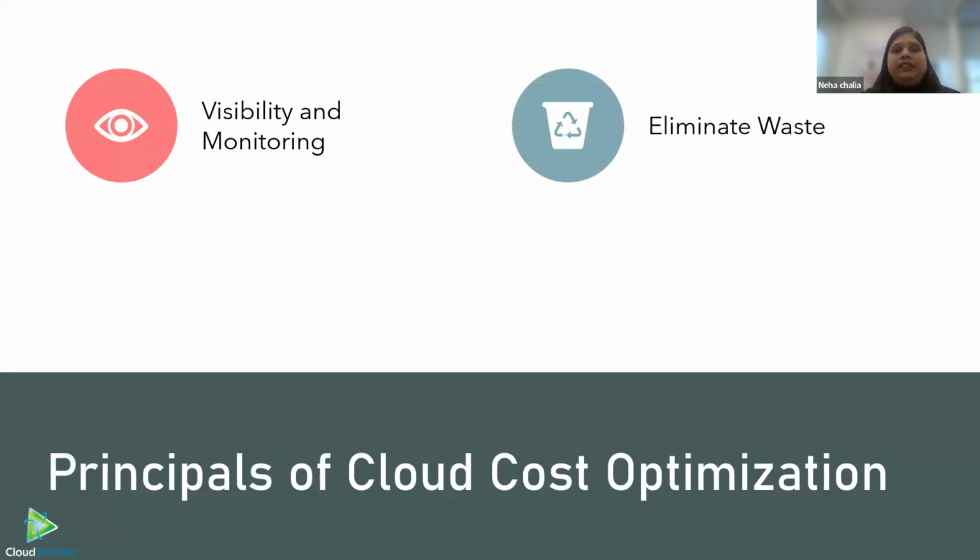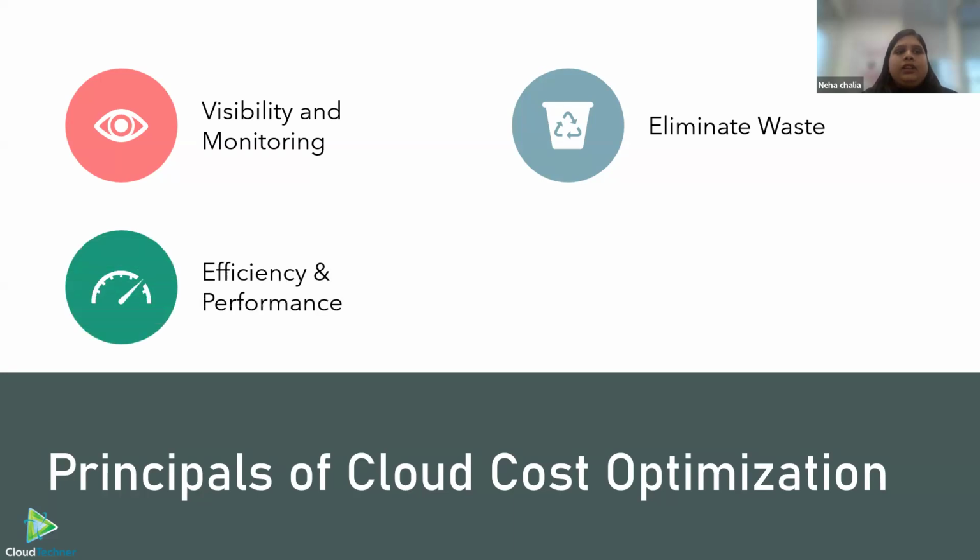Second is eliminating waste. So identifying and removing underutilized resources like idle instances or unnecessary storage helps free up budget for more important needs. Third is efficiency and performance. So cost optimization is not just about reducing spend, it's all about ensuring performance remains high while using resources efficiently.